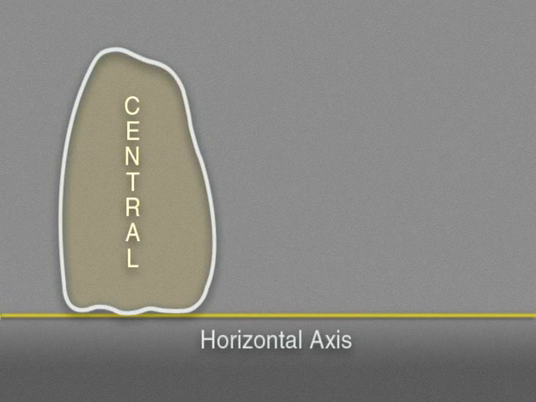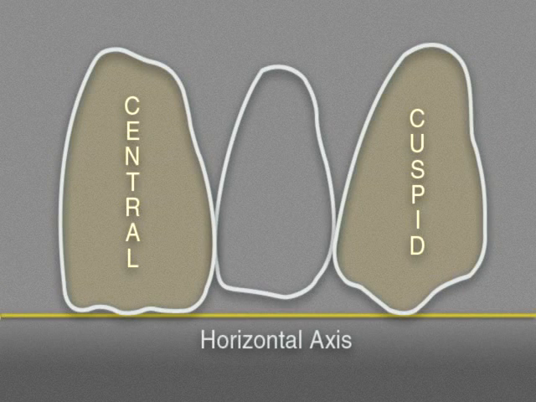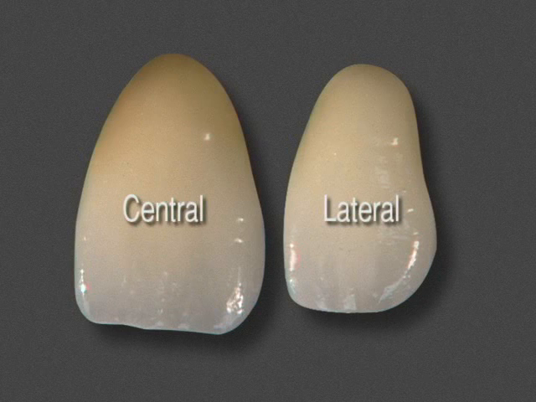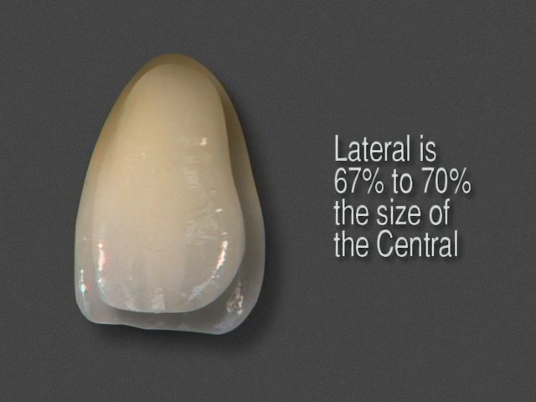If I establish a horizontal axis based on the length of the centrals, then the cuspids too will touch the horizontal axis. In other words, the centrals and the cuspids are about the same length. We're going to keep the laterals about 1 millimeter above this horizontal axis. Incidentally, laterals are the smallest teeth in the upper arch, and on average, they should be 67 to 70% the size of the centrals, both in width and in length.